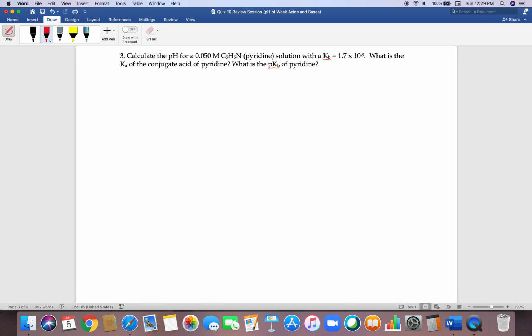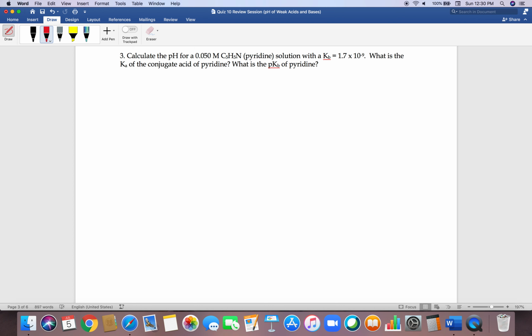Number 3 asks us to calculate the pH for a 0.05 molar pyridine solution with the Kb of 1.7 times 10 to the negative 9th. What's the Ka of the conjugate acid of pyridine, and what's the pKb of pyridine? So, just thinking what would be the best place to start here. I think I'm going to find my hydroxide ion concentration first, because it's a Kb. I can then find the pH, and then we can go from there.